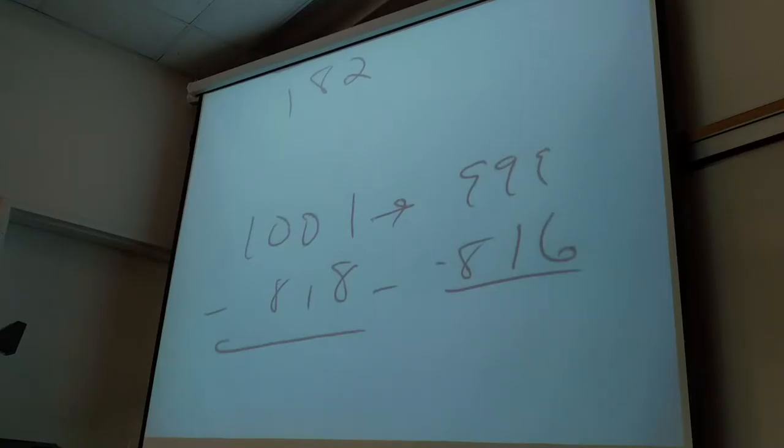Now addition, of course, is a whole other thing. You can take some away from one and give it to the other guy, and that works. But yeah. Subtraction is really nice.